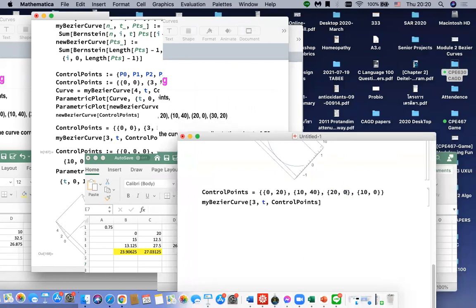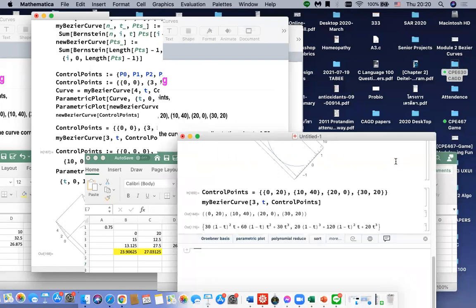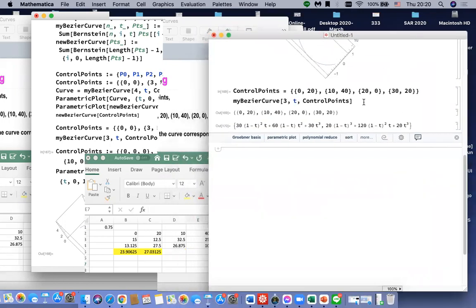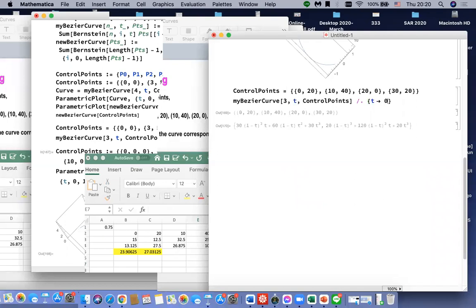20, 0, and then 30, 20. So this is my Bezier curve. If you want to find the point, you can just simply substitute t by 0.75, and you can get the result.